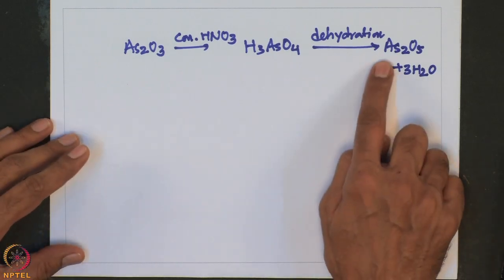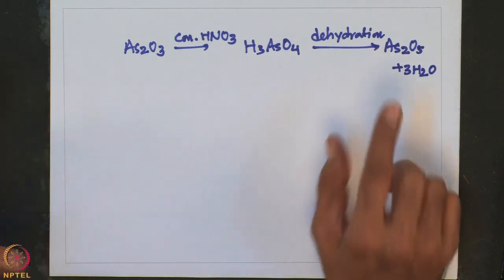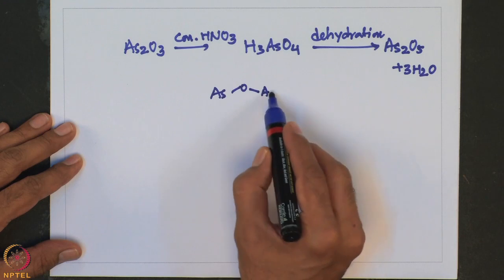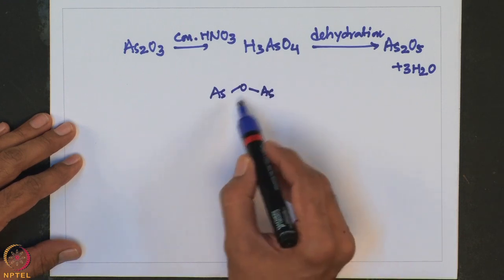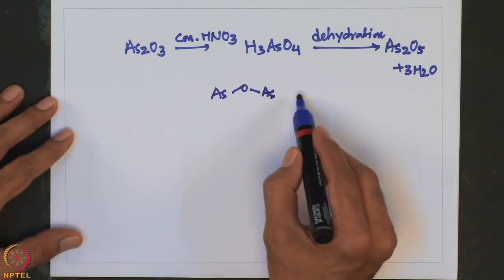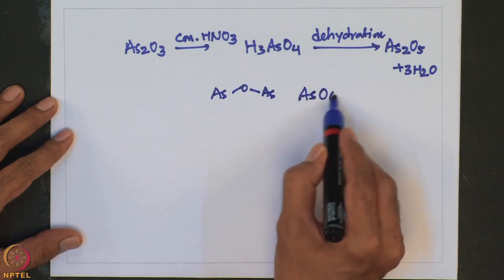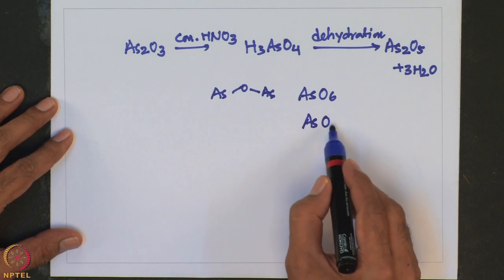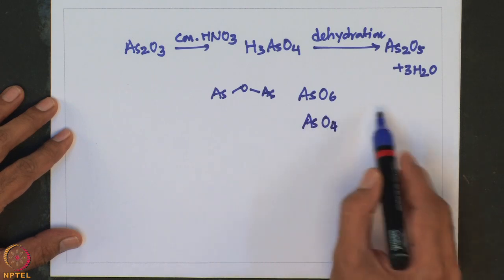So, arsenic pentoxide has As-O-As linked octahedral AsO6 and tetrahedral AsO4 units.